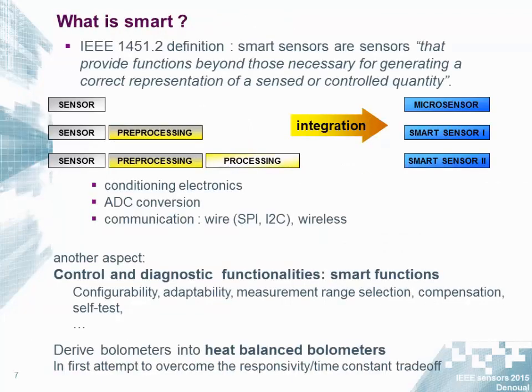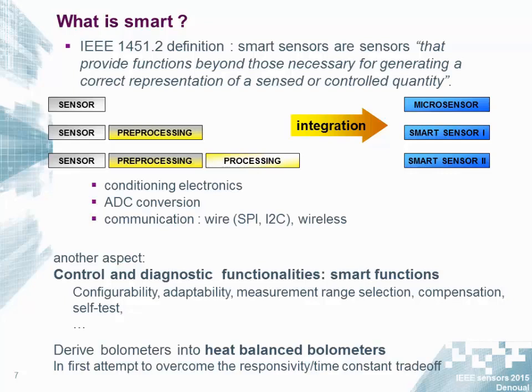So what is smart? If we refer to the IEEE definition, what is smart for a sensor is functions that are beyond those necessary for generating a correct representation of the sensed or controlled quantity. So smart is combining the pre-processing with the sensor, so filtering and amplification, and maybe also some analog to digital conversion, also communication protocols. So this is one aspect of smartness.